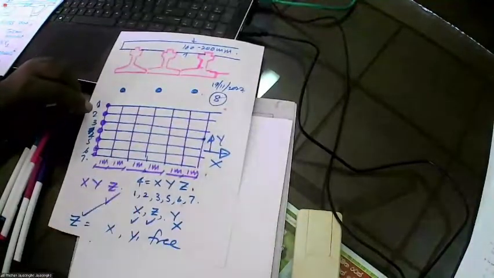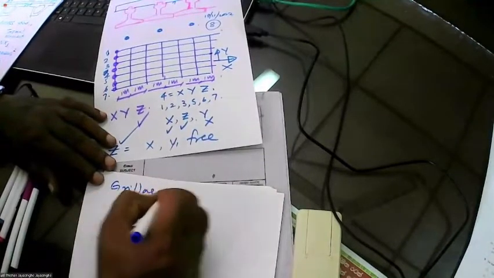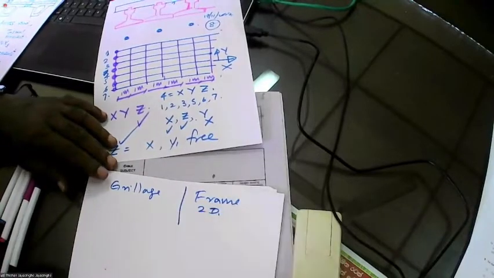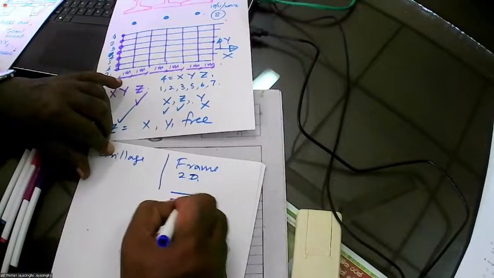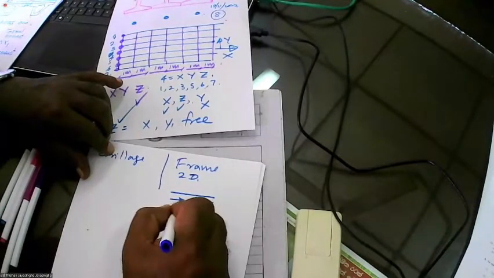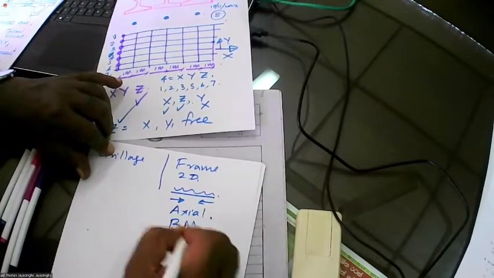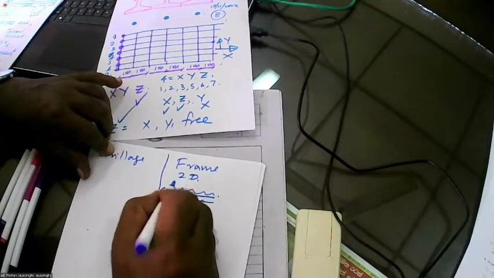So, this is the way that we do the grillage. And what is the difference between grillage and the frame? Frame 2D. What are the forces in a frame element? So we get axial force, and when we get a load on it, we get a bending moment. Whenever you get a bending moment, you need to have a shear force. 6 degrees of freedom.